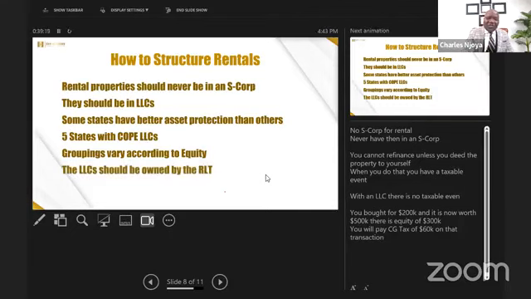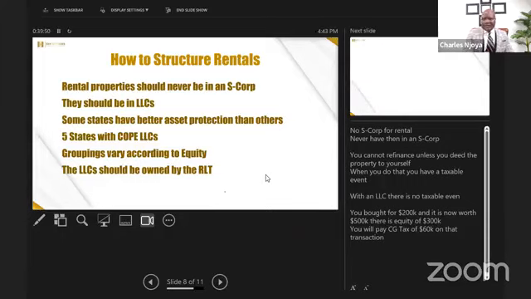The LLC should be owned by a revocable living trust. Very important. You want to deed those assets, fund them to the LLC, to the revocable living trust. Remember the structure I gave you? You are already shielding your rentals with an LLC. You want to give that additional layer of privacy to that rental property by owning it through a revocable living trust.